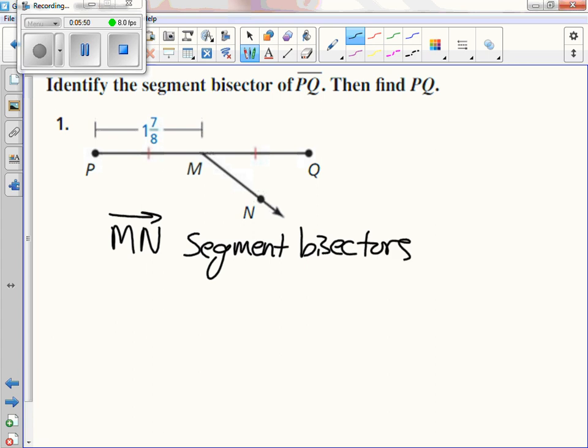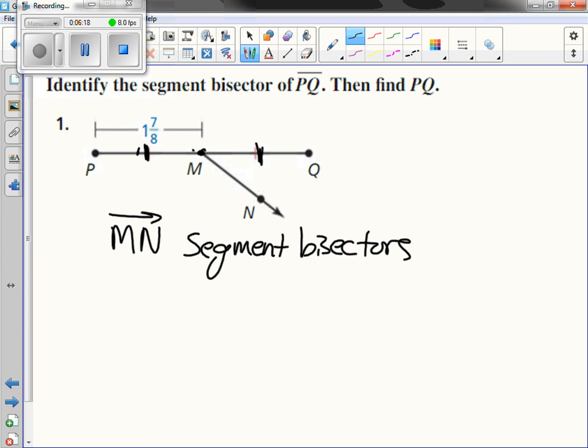Now, I'm not just picking that out at random because, well, there's another ray there, but if we look at the line PQ, we have these little markers right here, this one here and this one here. Those little hash marks tell us that those two segments are equal. So it means that point M is the midpoint and it's cutting it in half. So MN is our segment bisector and it is a ray.